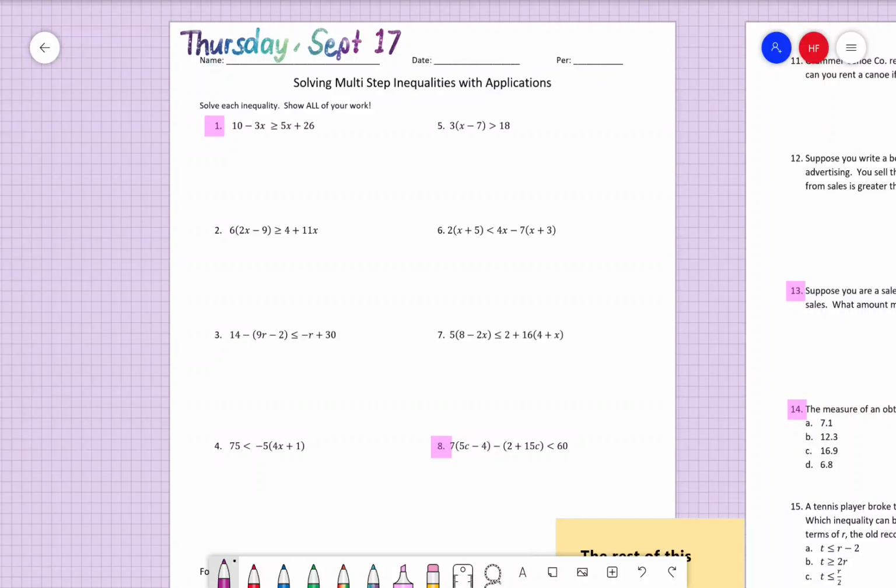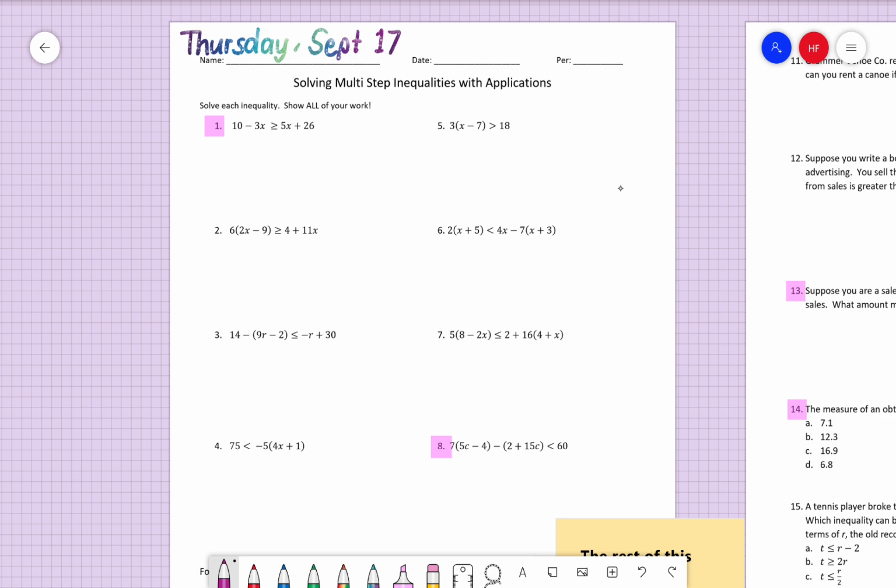Alright, Ms. Figueroa here. Today we are continuing with solving multi-step inequalities with applications, which just means we've got some word problems in there. So I'm only doing the highlighted questions, and then the rest of this will be your homework. So, starting with number 1, we're solving the inequality.